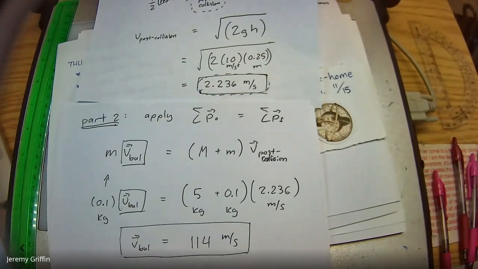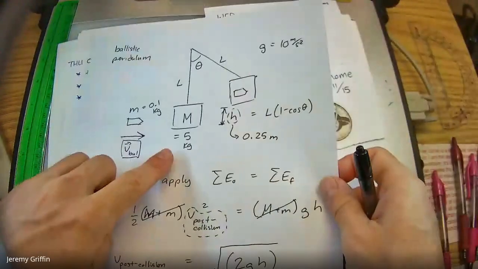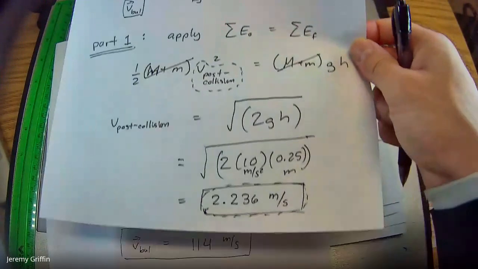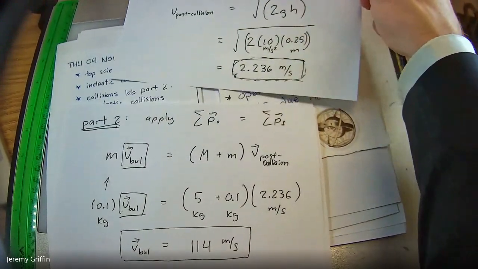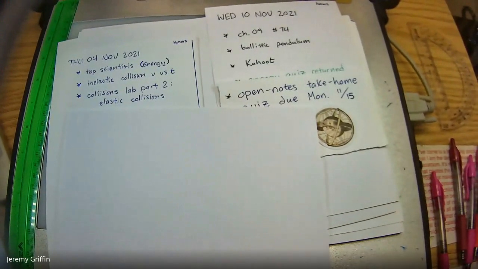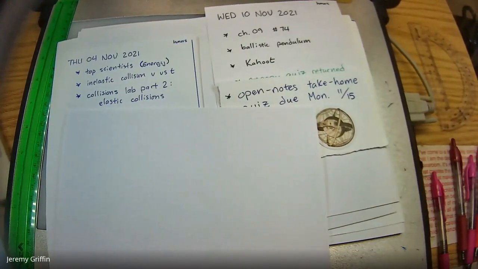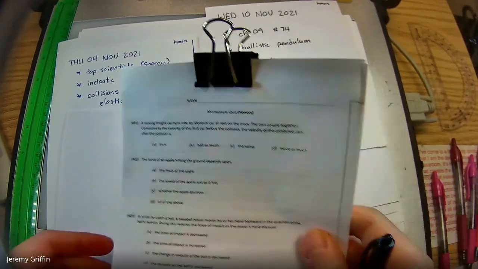5 kilograms is the mass of the block. All right. You guys get that? All right. Let me glance at you guys' quiz, make sure.